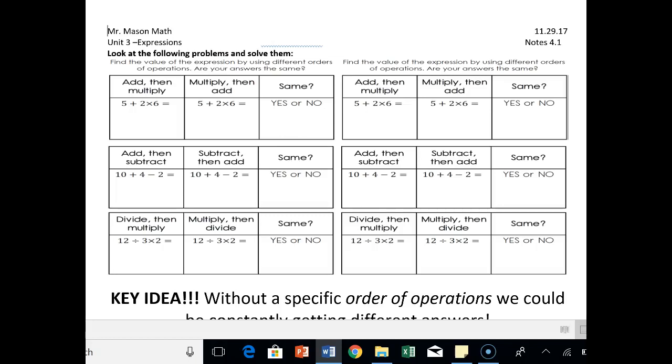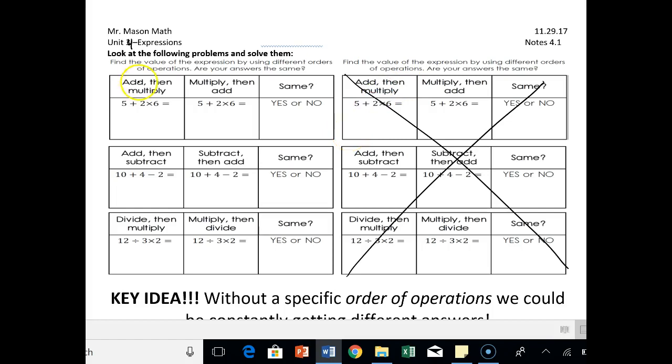We are in Unit 4, and we're on expressions. Look at the following problems and solve them. Find the value of the expression by using different orders of operations. Are your answers the same? Unfortunately these are exactly the same thing, so you can cross off this entire section right here.